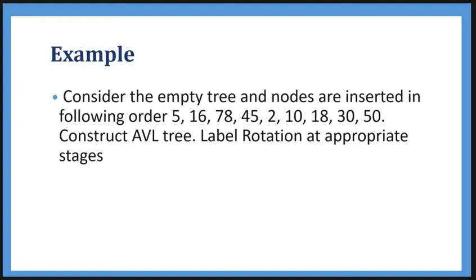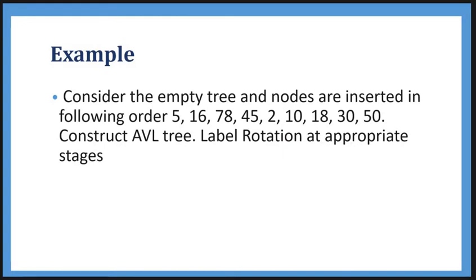So consider an empty tree and nodes are inserted in the following order: 5, 16, 78, 45, 2, 10, 18, 30, 50. Construct AVL tree. Label rotation at appropriate stages. So you have to construct the AVL tree step by step, inserting one element at a time, just like a binary search tree, but you have to look for the balance factor at every step. Okay, so it's very simple.